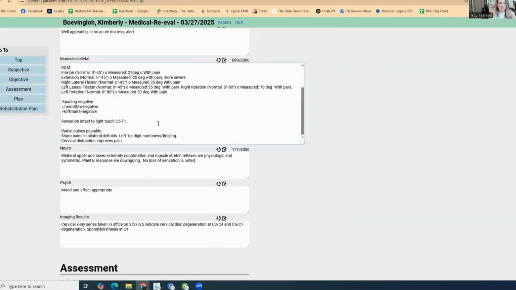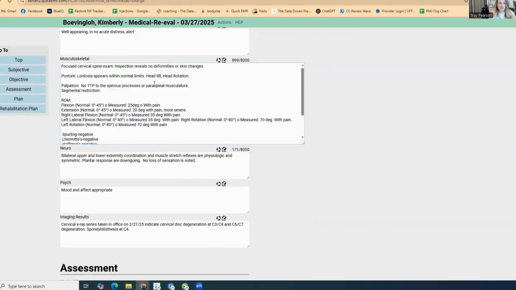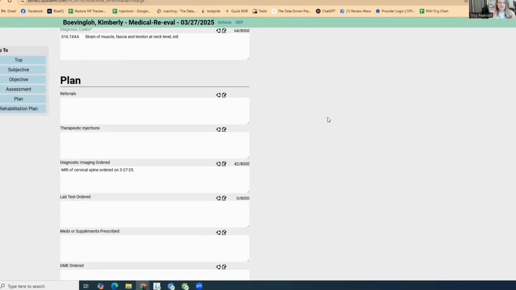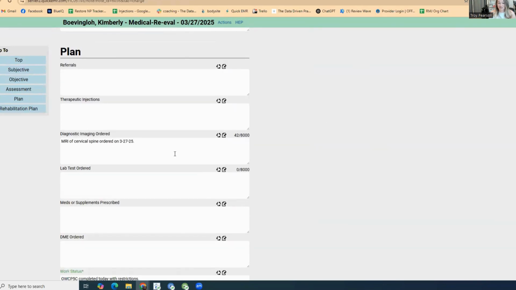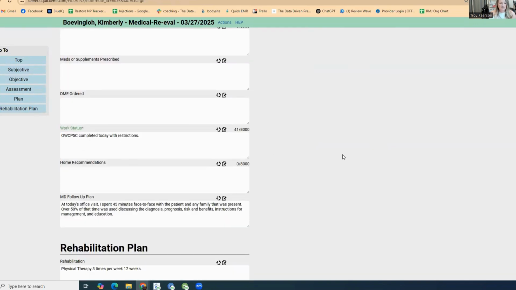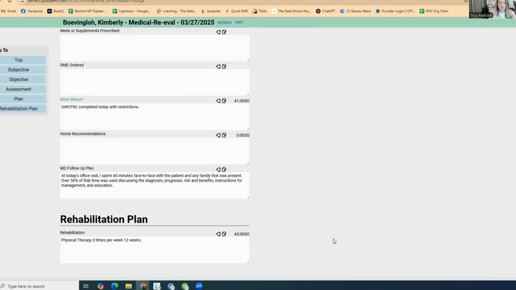We have the evaluation that the nurse practitioner did that day. We have our diagnosis, but we're missing a nice medical summary for today's visit. Looks like they ordered an MRI of her cervical spine, probably because of the radiating pain she's having. Looks like she's on restrictions, and she's continuing with her PT.